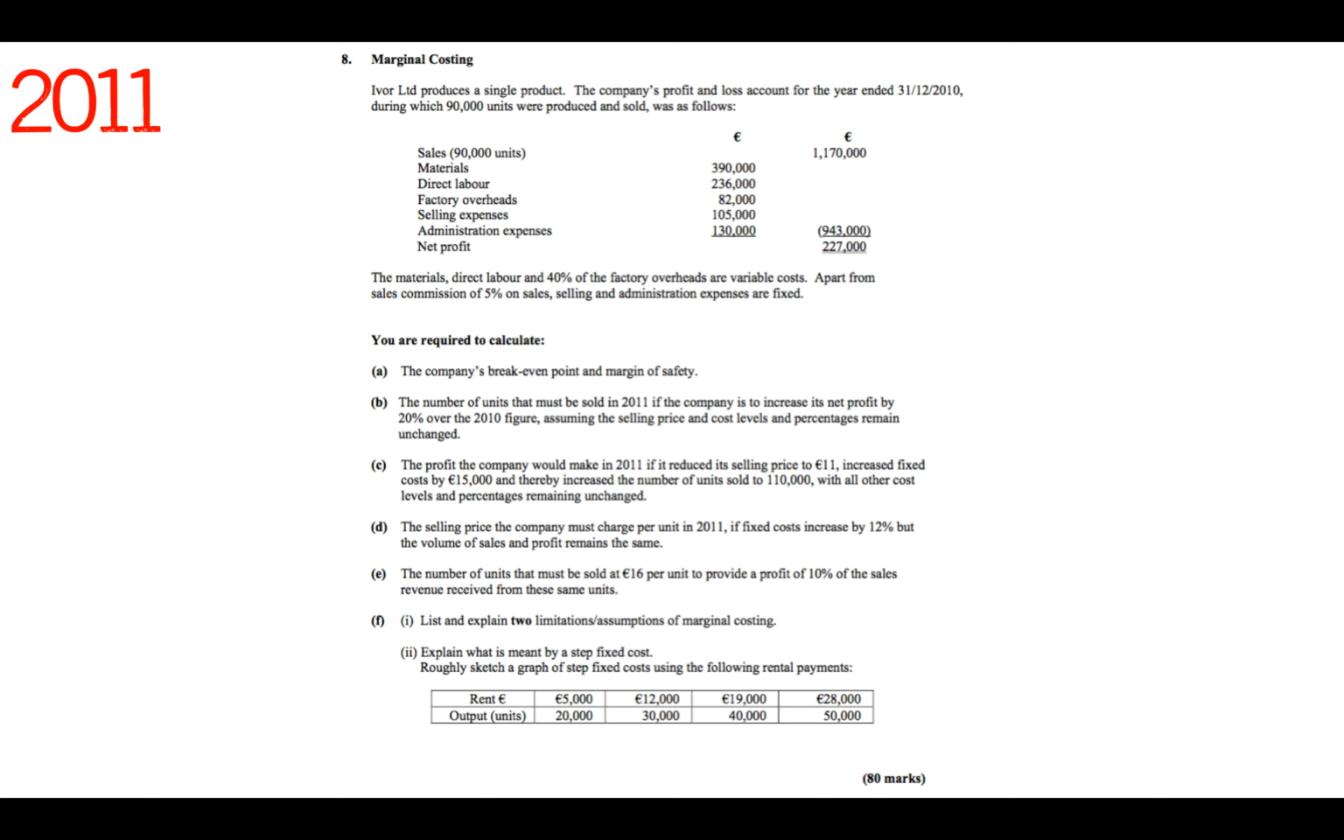F, number 1, list and explain 2 limitations or assumptions of marginal costing. And 2, explain what is meant by a step fixed cost and roughly sketch a graph of step fixed costs using the following rental payments.